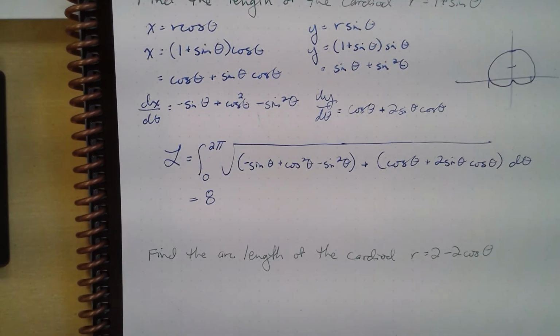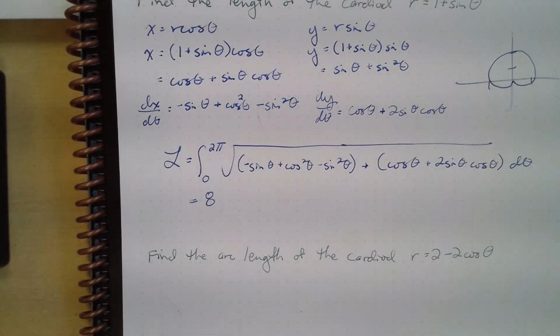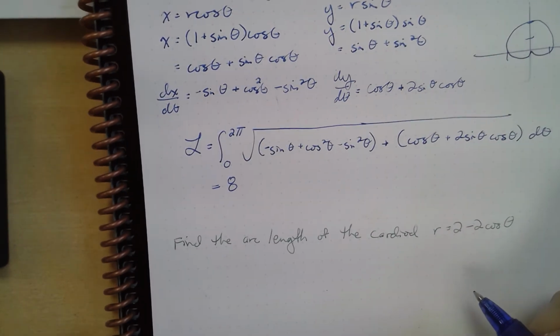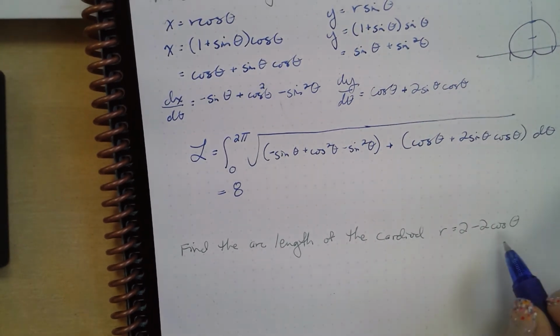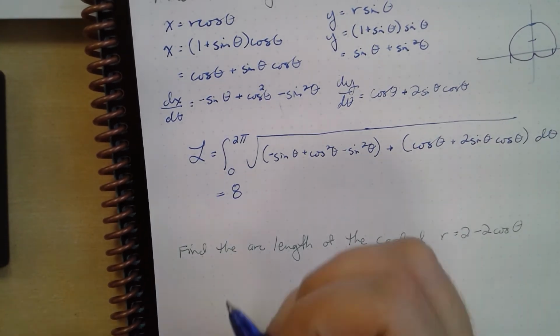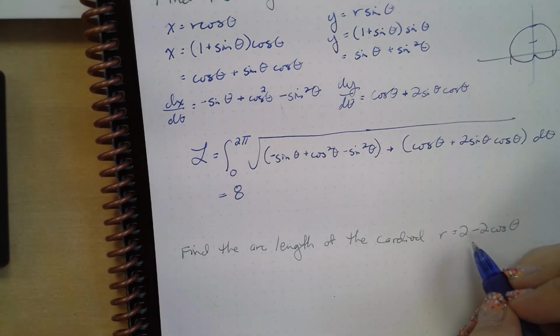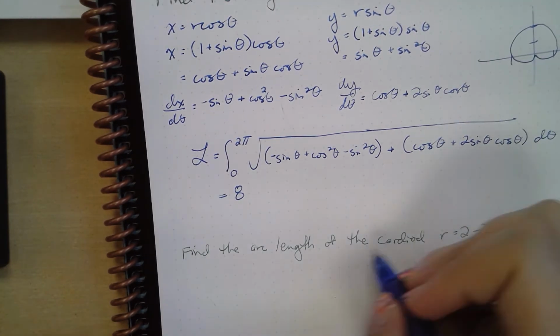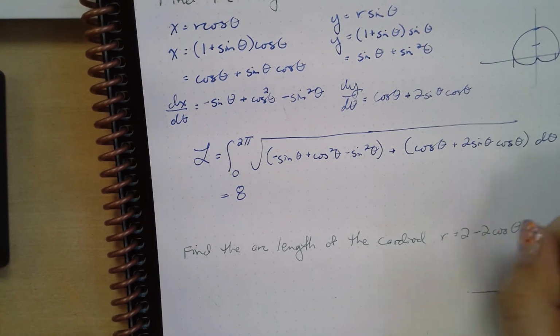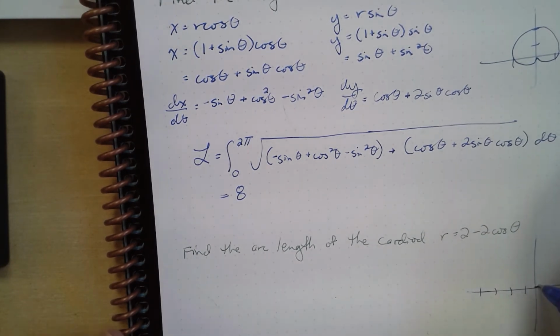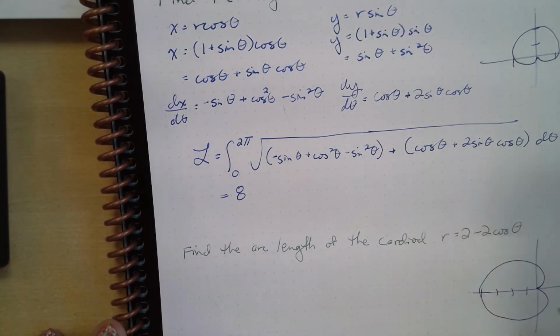Okay, let's do another one. We want to find the arc length of the cardioid r equals 2 minus 2 cosine theta. Well, let's do this. This time, we're going to use dr d theta. So, what does this look like? We've got a cardioid that looks something like this, right?